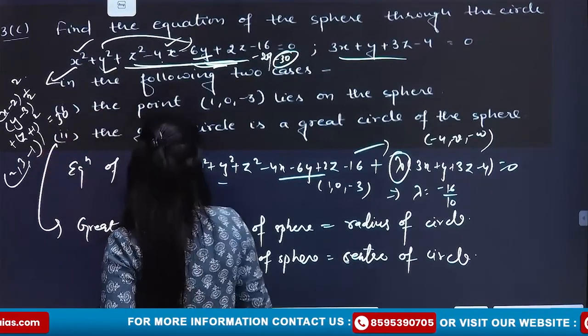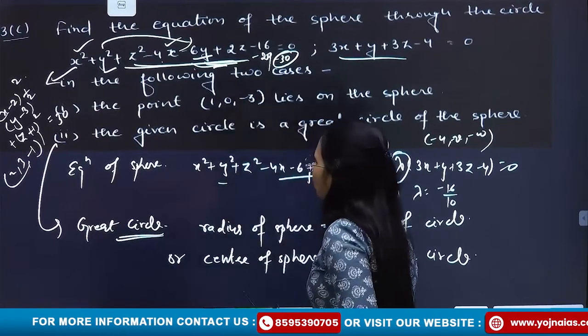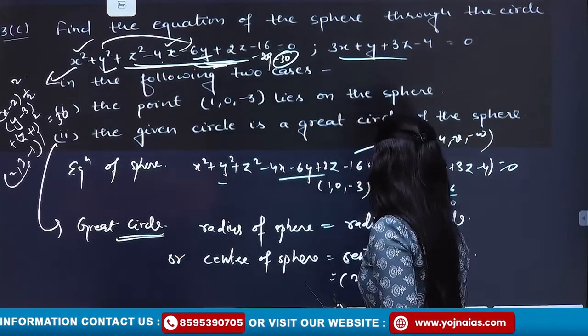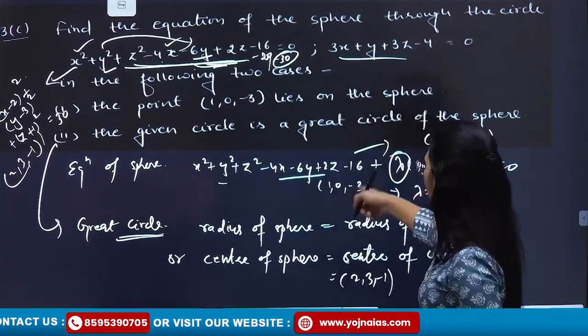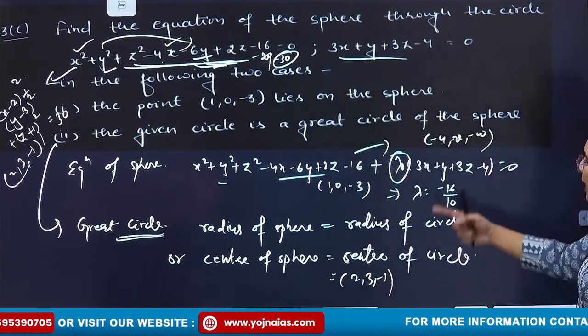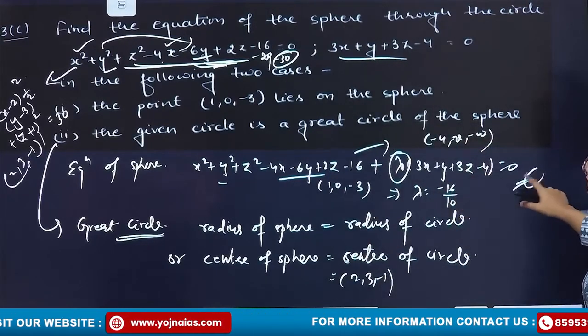Find out center, that is, that way you would get the value of lambda, and put the lambda back into the equation to get the required answer.